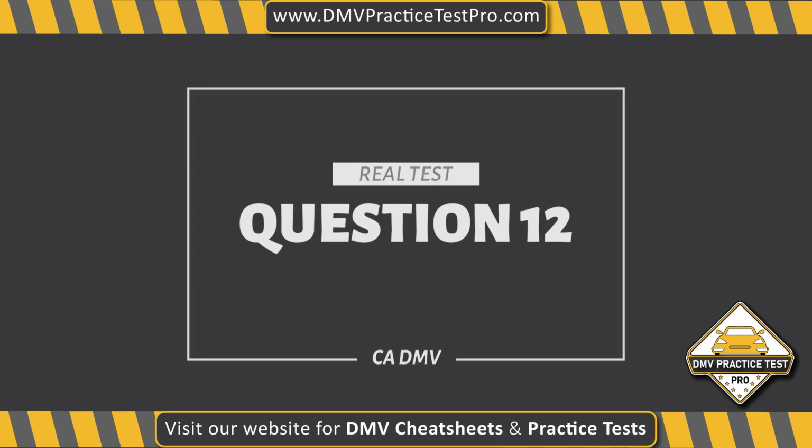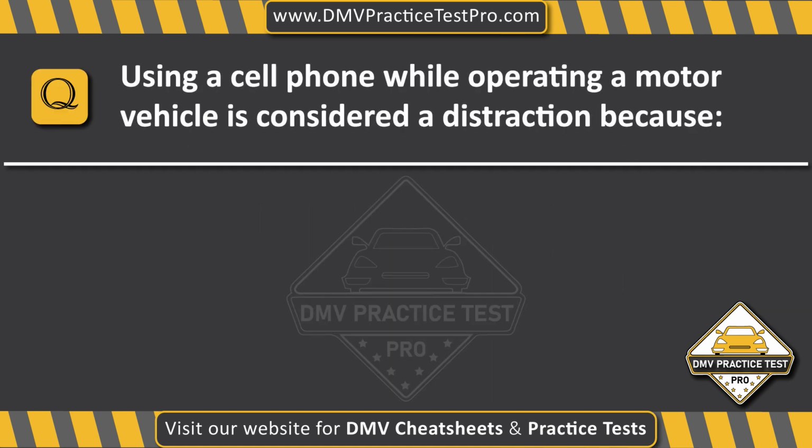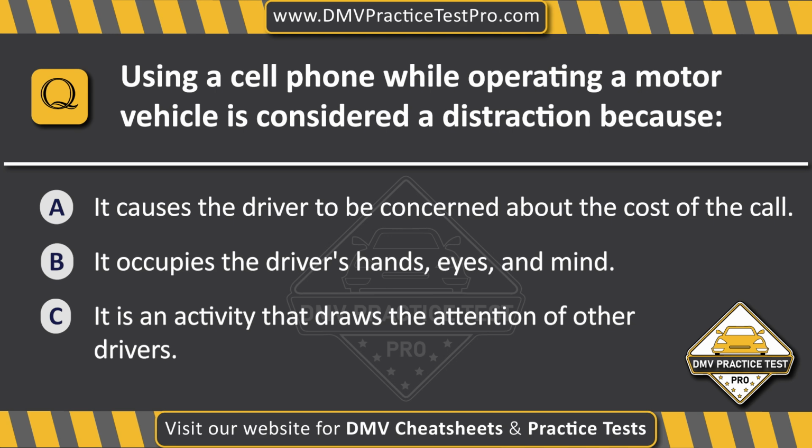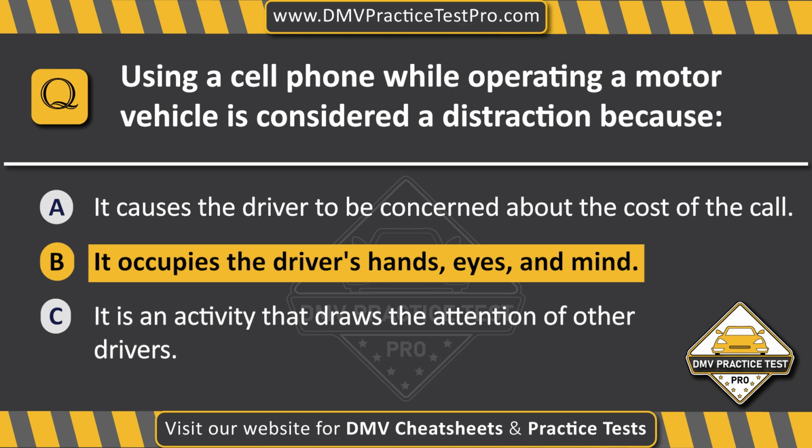Question 12. Using a cell phone while operating a motor vehicle is considered a distraction because Option A, it causes the driver to be concerned about the cost of the call. Option B, it occupies the driver's hands, eyes, and mind. Option C, it is an activity that draws the attention of other drivers. The correct answer is Option B, it occupies the driver's hands, eyes, and mind.